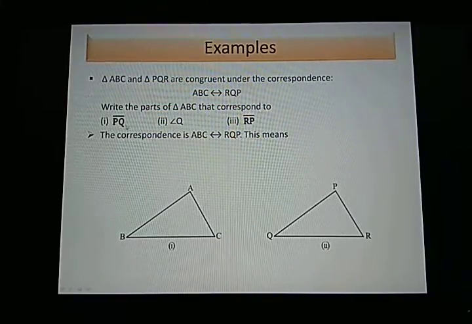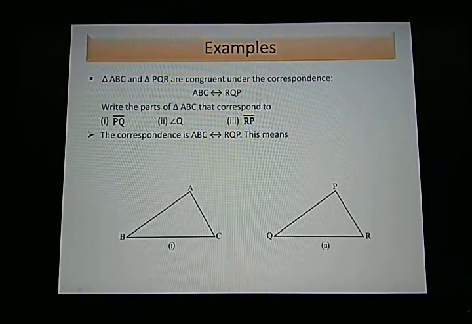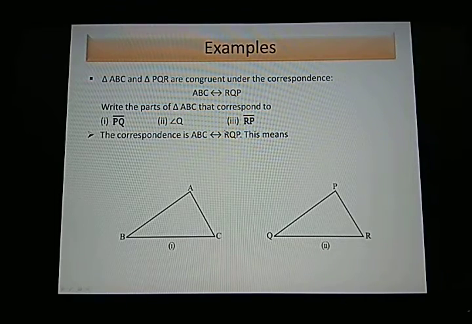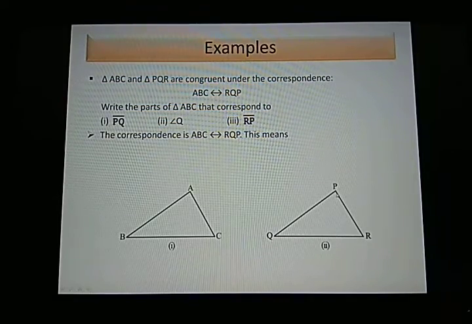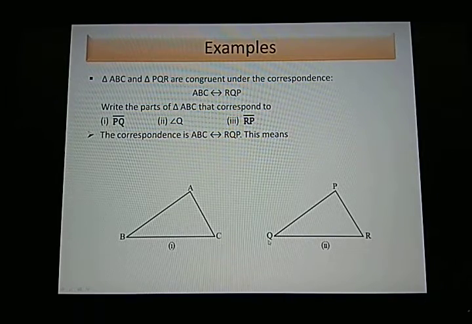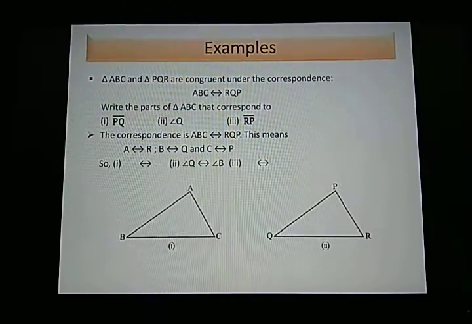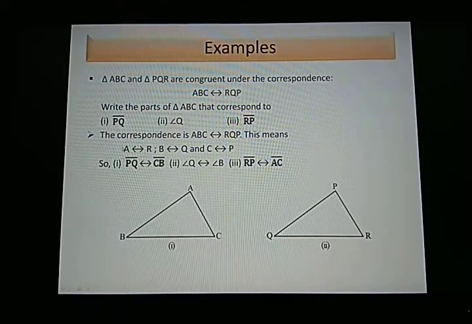Now this is triangle ABC, and here is triangle PQR. PQ is the line segment of which triangle? This one, PQR or RQP, whatever you say. So if we consider this line segment PQ, then which line segment in triangle ABC is corresponding to this side PQ? So we are trying to understand it one by one now.